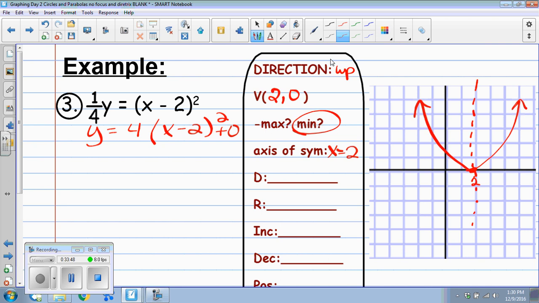My domain is all real. My range is greater than or equal to 0. It is increasing starting at x equals 2, and it's increasing everything after that. So x greater than 2. It's decreasing for all the x values less than 2, because see, it's going down, down, down. So x less than 2 is decreasing.